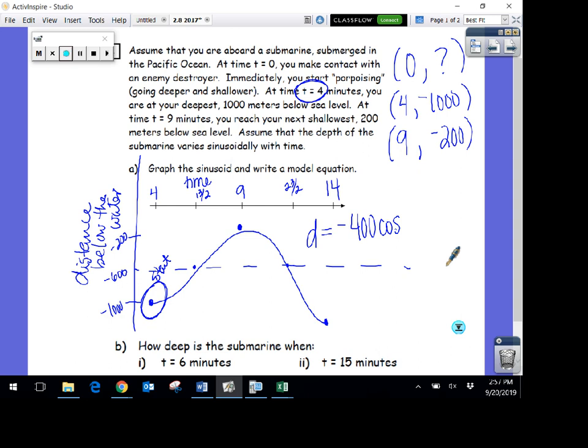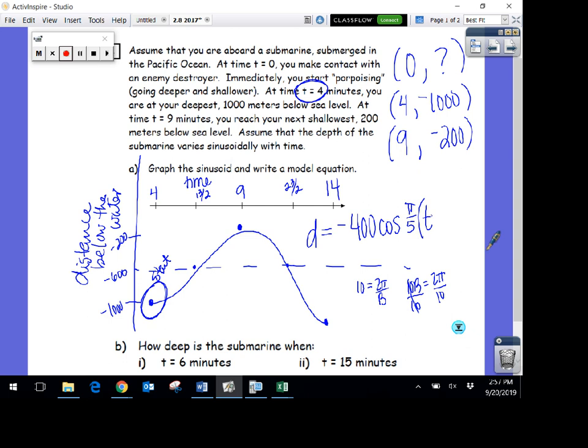I need to figure out what my b value is. That's using my period, 4 to 14. So that's 10 equals 2 pi over b. So 10b equals 2 pi. Divide by 10. Some of you can do this in your head, and that's fine. Pi over 5. That is something you would not want to put in your calculator. You get a decimal and then it might not be right. Pi over 5 is exactly what we need to put there.